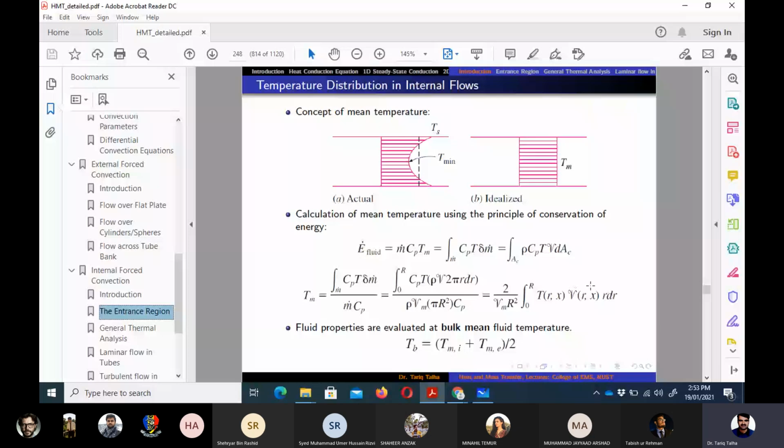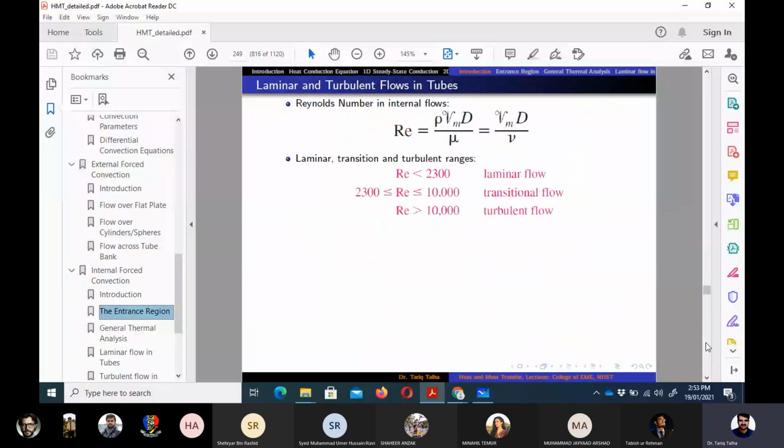So first of all, we need to calculate the velocity distribution by the solution of the boundary layer equation, and then we can determine the mean temperature value. That is something which we are going to discuss today. Then we discussed that.